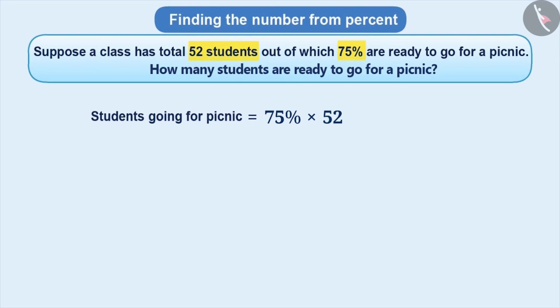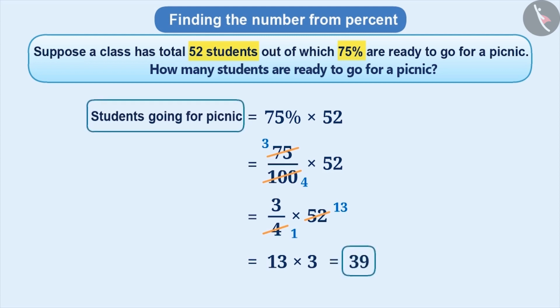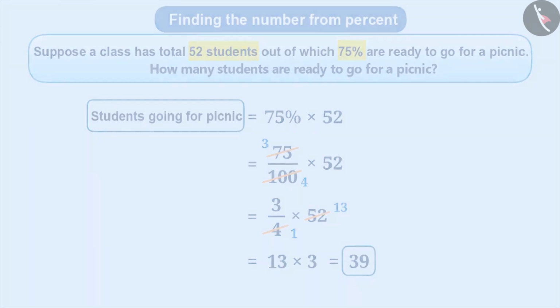In order to do this, we express 75% in the form of a fraction, which is 75/100. If we simplify 75/100, we get the fraction 3/4. Now, we multiply 3/4 by 52. Here we can divide 52 by 4, whose result is 13. Then, we multiply 13 by 3 to get 39. Therefore, the number of students ready to go for the picnic is 39.